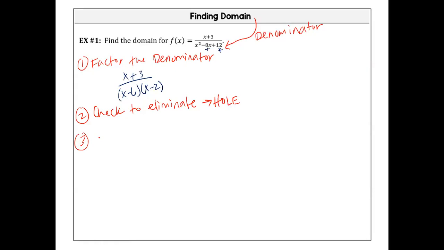Step three is to set each factor equal to zero. So we set the factors equal to zero.